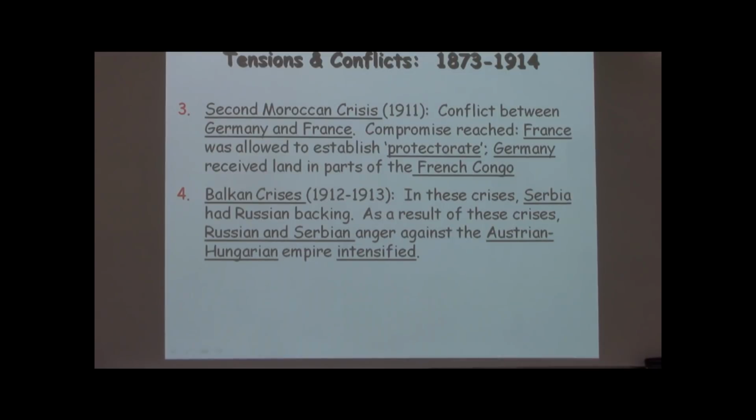The Balkan crisis of 1912-1913. In these crises, Serbia had Russian backing. As a result of these crises, Russian and Serbian anger against the Austrian-Hungarian Empire intensified.